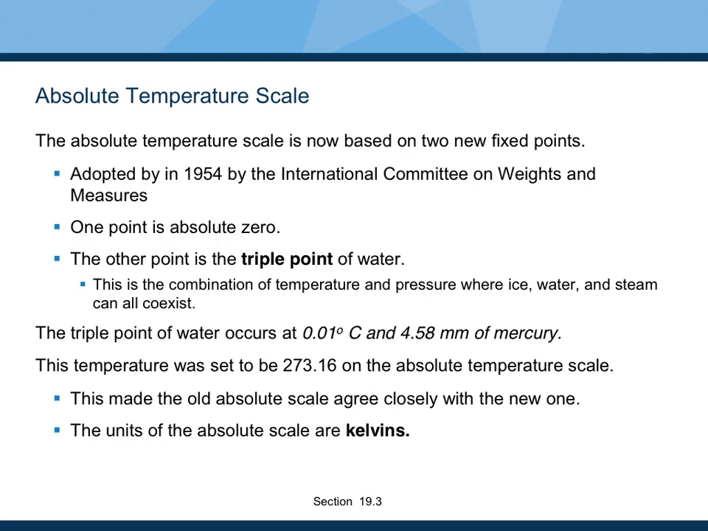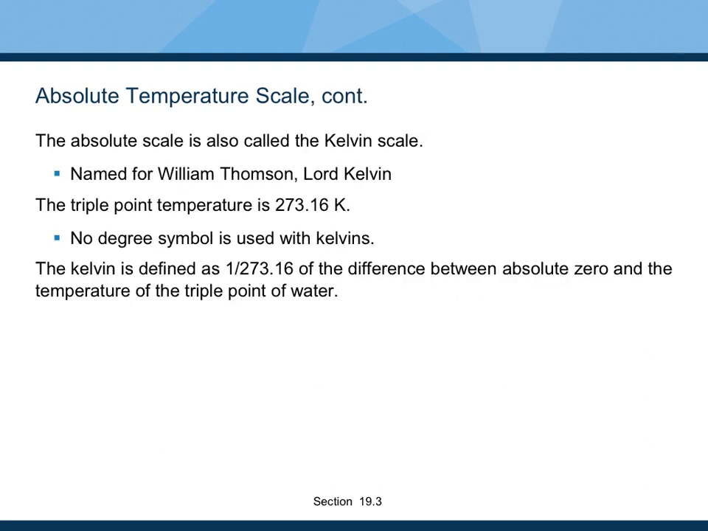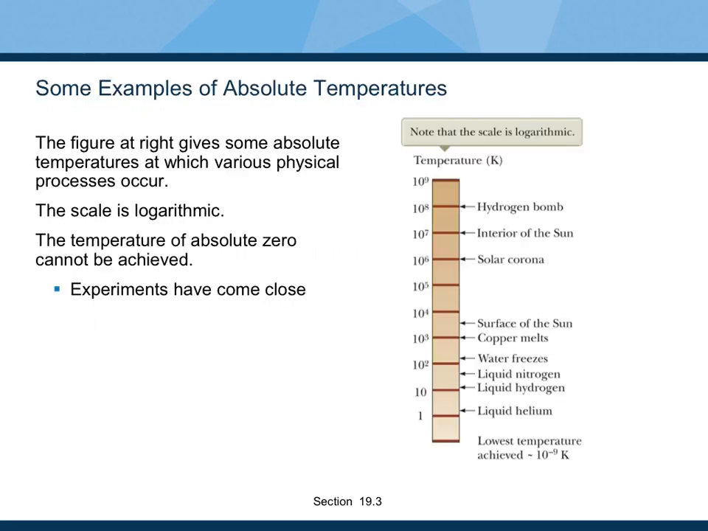The absolute temperature scale is now based on two fixed points, the absolute zero and the triple point of water. The unit of the absolute scale is kelvins. The absolute scale is also called the Kelvin scale. The triple point temperature is 273.16 kelvins. No degree symbol is used with kelvins. This figure shows some typical examples of phenomena on the absolute temperature scale. The temperature of absolute zero cannot be achieved.